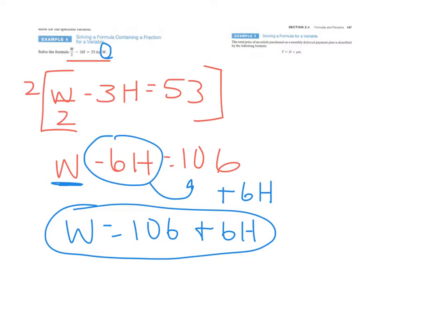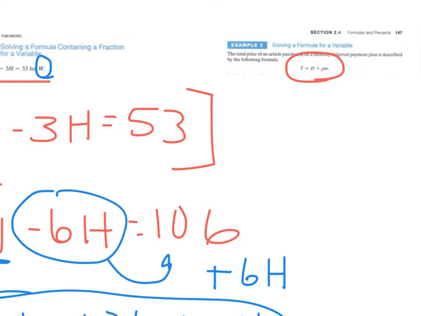Now if we look at this problem right here, we're going to solve for the little p, so we want the p by itself. So I have t equals d plus pm. The first thing I have to do is do the addition part. So I'm going to move the d over, so it becomes a minus d. So t minus d. Nothing gets added because they're all letters.